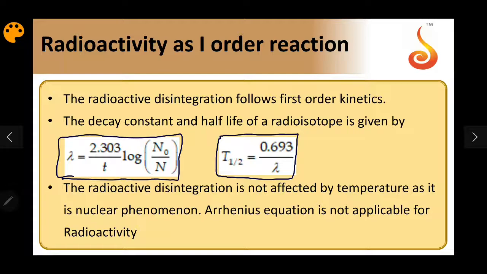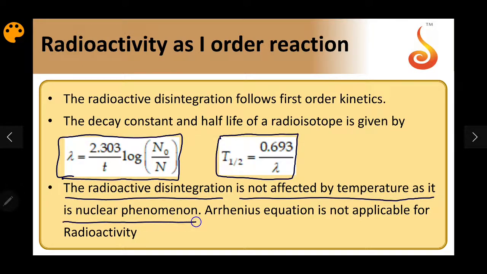So all the equations of first order reaction kinetics are applicable to radioactivity. But very importantly, radioactive disintegration is not affected by temperature, as it is a nuclear phenomenon. In a chemical reaction, the reaction is due to molecular collisions. If we increase the temperature, the kinetic energy of the molecules increases, their speed increases, and the number of collisions increases, thereby the reaction rate goes on increasing with increasing temperature.